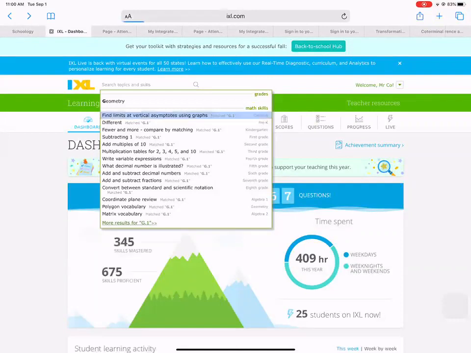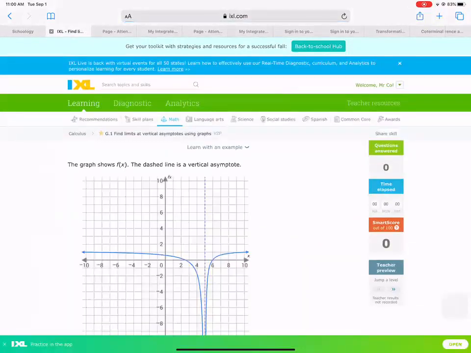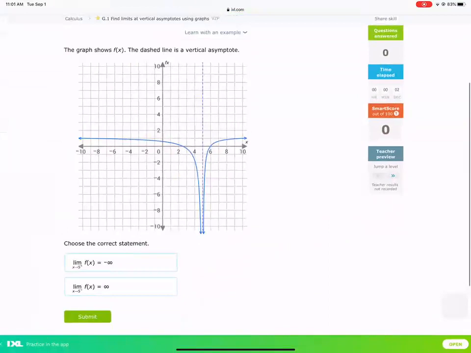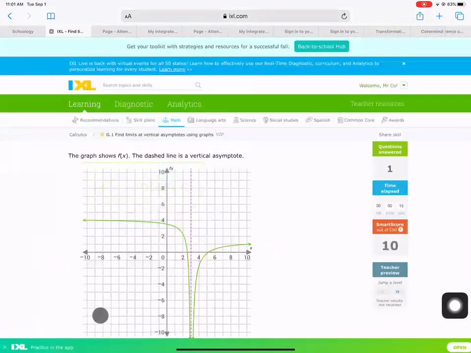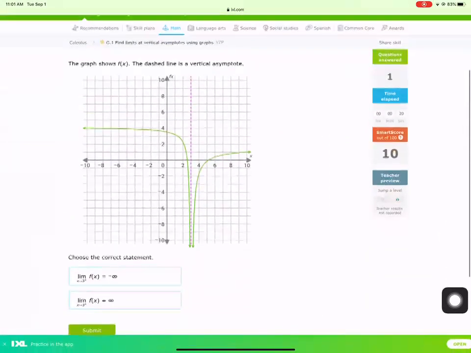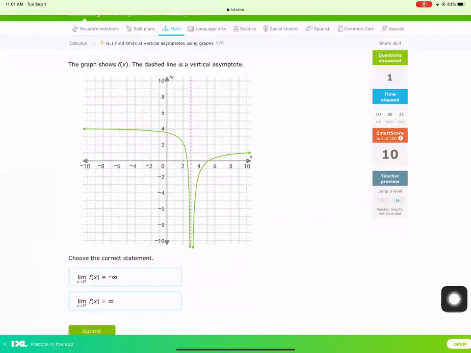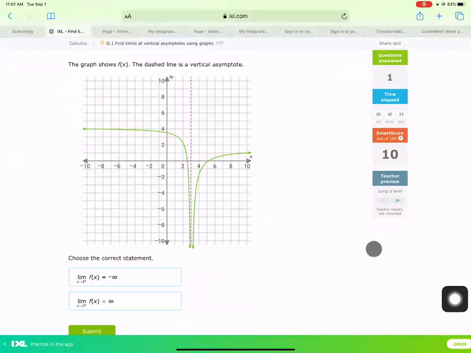Let's go back. Okay, let's look at the next question. I approach 5 from the left side. Here's 5 from the left side. The y value shoots off to negative infinity. As we approach 3 from the right side, here's 3 from the right side, we're going to shoot off to negative infinity.